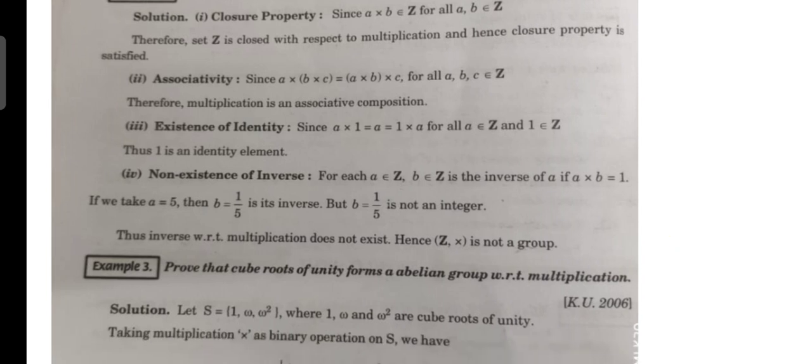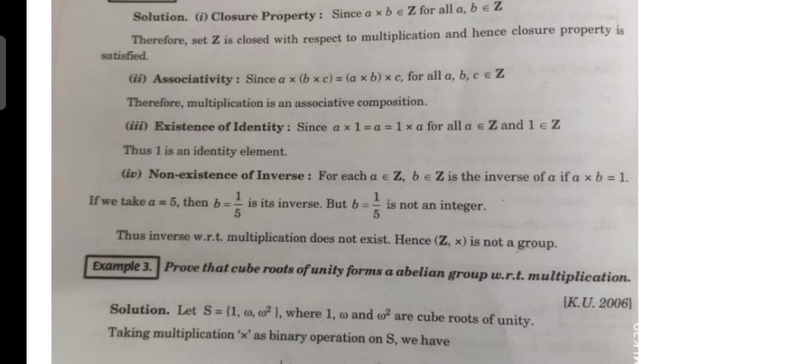Next is existence of inverse. So if we take any number a from the set of integers, then we need to find a number b such that if we multiply a and b, then it gives our identity element, that is 1. So we'll take an example. Let's take a as 5. If we multiply a by 1 by 5, then only it will give our result as 1. Otherwise, it won't be able to give it.